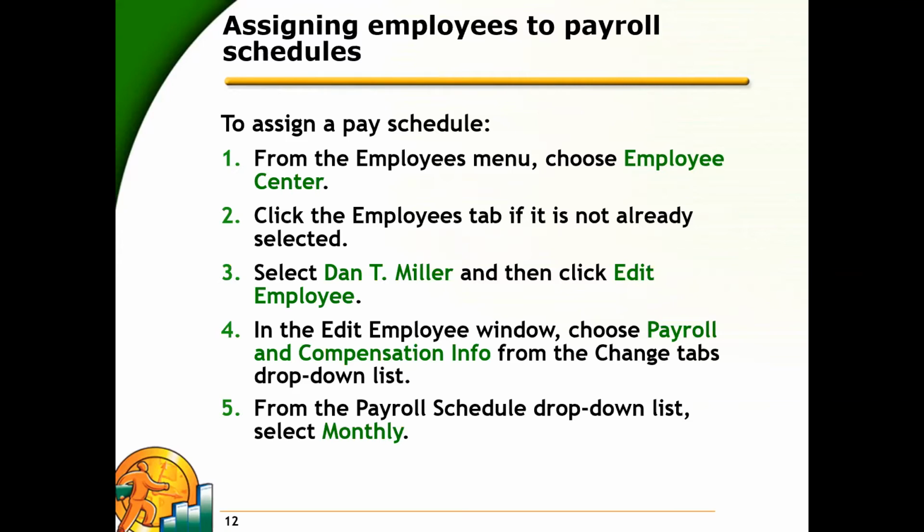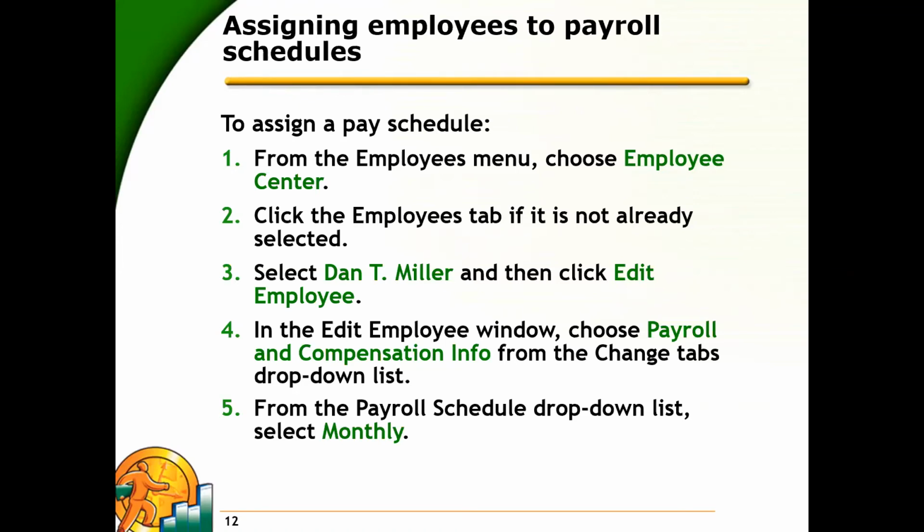So from the employees menu, choose the employee center, click on the employee tab if it's not already selected, select Dan T. Miller, and then click on the edit employee. In the edit employee window, choose payroll and compensation from the change tab drop-down list. From the payroll schedule, drop down the list and select monthly.